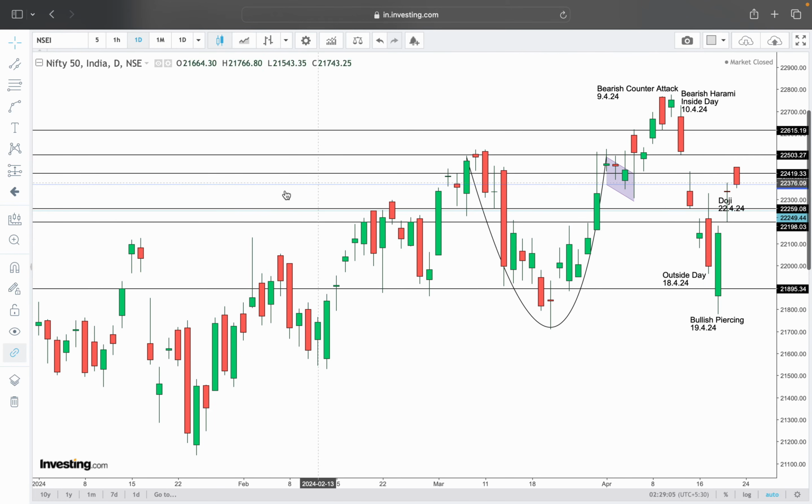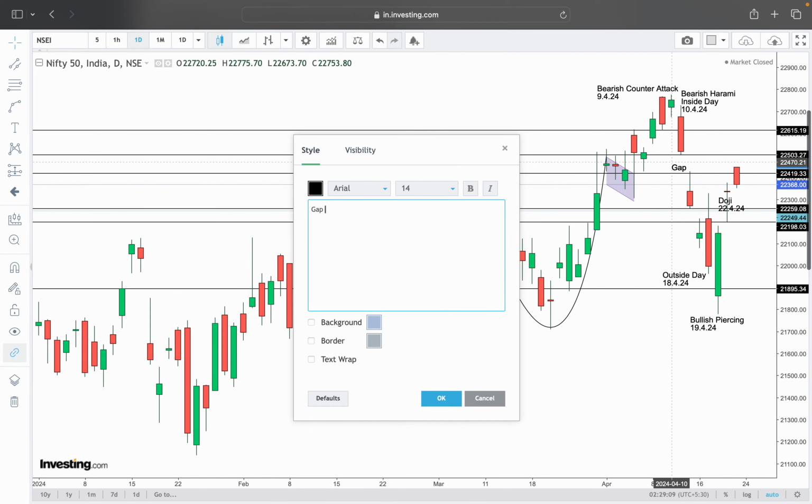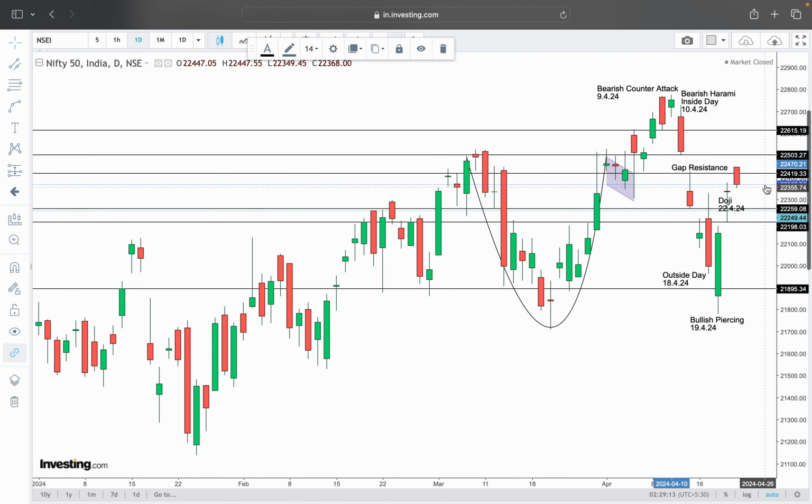So now we can see here that this is the gap resistance that is in play, and we also know that in this gap resistance a clear green closing will confirm the bullish piercing, whereas a red closing will retain the market within this particular zone. So now the idea is, how do we make an assessment?